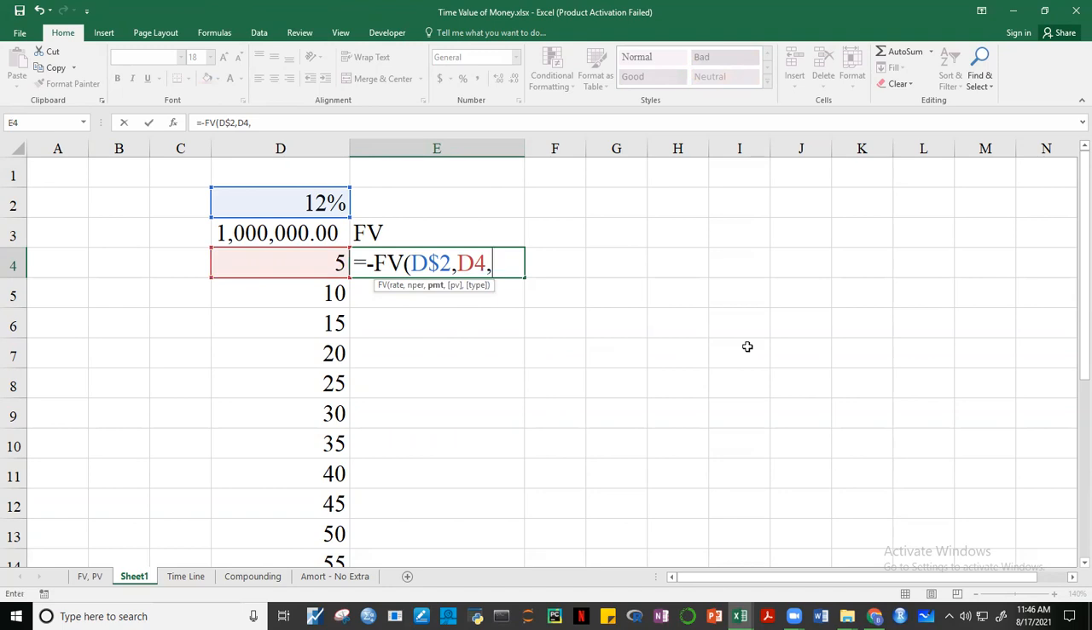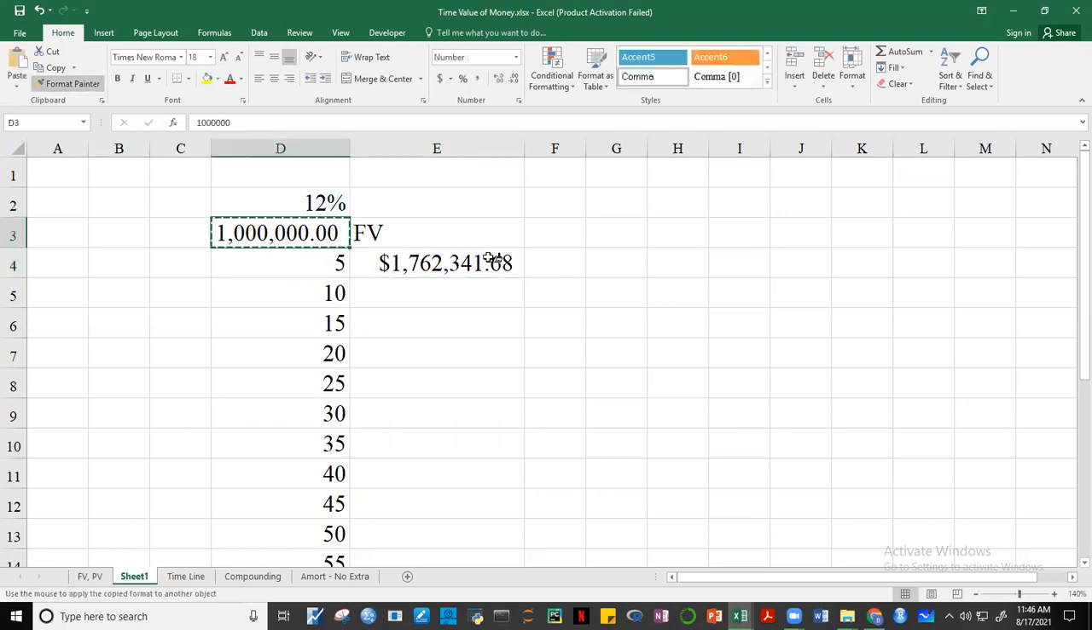Comma, PMT, wala tayong PMT, hindi annuity to. Present value is this one, and then naka-fix din siya. Naka-fix din yung row natin, $3, so that when we copy down, hindi siya aalis sa row na yun. Row 3 lang siya. Hindi aalis siya sa 1 million. And Control Enter, there. So i-copy na lang natin yung format nito.